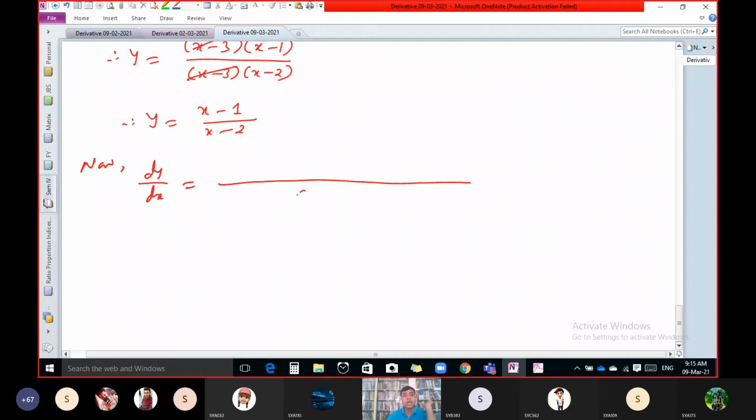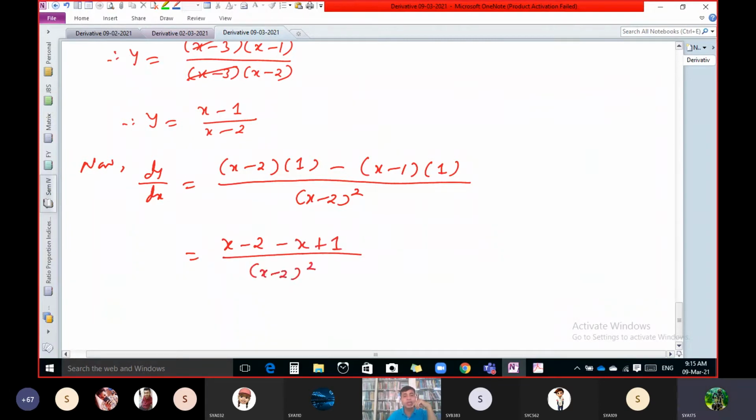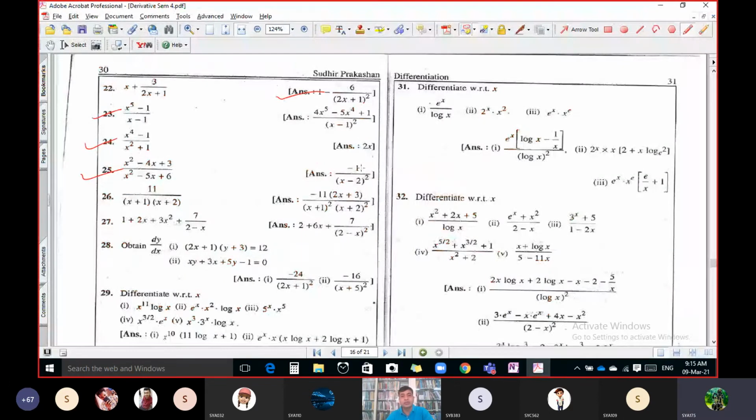Now it is simple. x minus 2 the whole square in denominator, x minus 2 into derivative of x minus 1, which is 1, minus x minus 1 as it is into derivative of x minus 2, which is 1. So simplify: we get x minus 2 minus x plus 1 upon x minus 2 the whole square. You can cancel x. So my final answer is minus 2 plus 1, meaning minus 1, upon x minus 2 the whole square. So the final answer is minus 1 divided by x minus 2 the whole square.